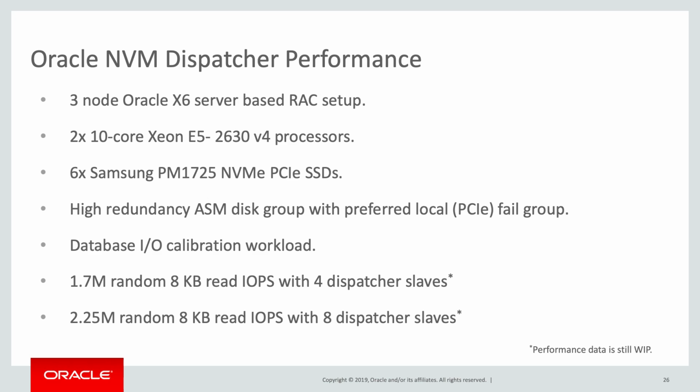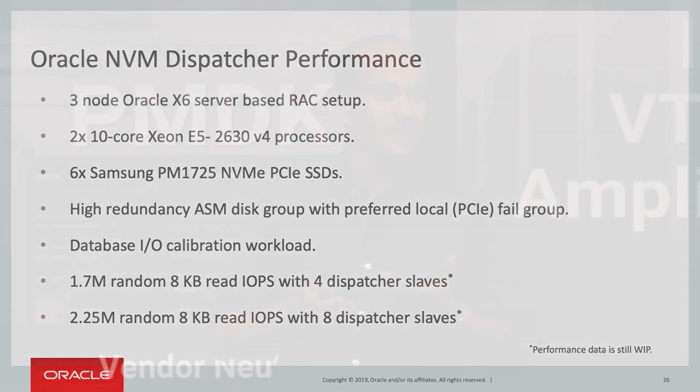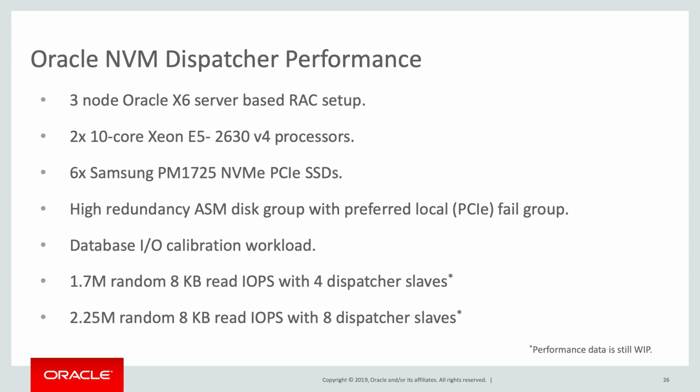We created the ASM disk groups as a high redundancy disk group, which means for each block you have 3 copies. So each write would be replicated to the 2 remote nodes as well, in addition to writing to the local device. We were using a calibration workload. In the database world, when you're running transaction processing workloads, a lot of the queries come in, use some index, and end up eventually reading a single block. 8 kilobytes is the most commonly used size.